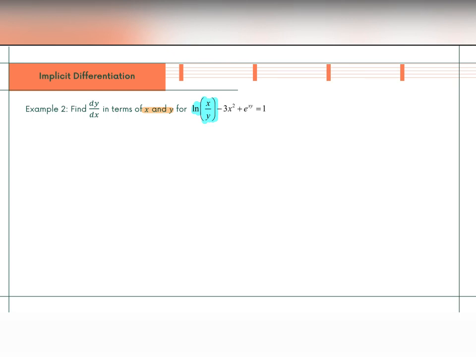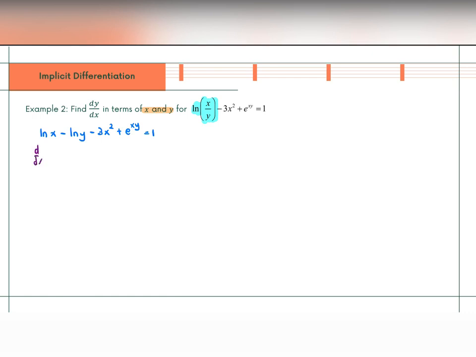rules of logarithm. So if you still remember, if we have ln of x over y, we can use ln x minus ln y. Okay, so dekat sini kamu akan dapat ln of x minus ln of y minus 3x squared plus e of xy equals to 1. So ini adalah first step saya. Saya simplify the function first. Okay, so now kita akan start differentiate.